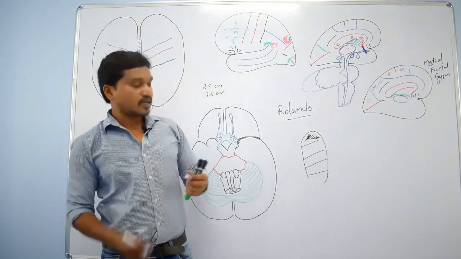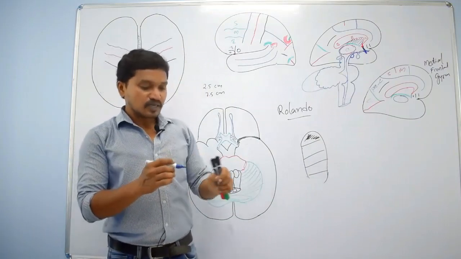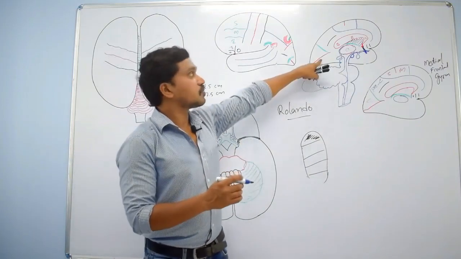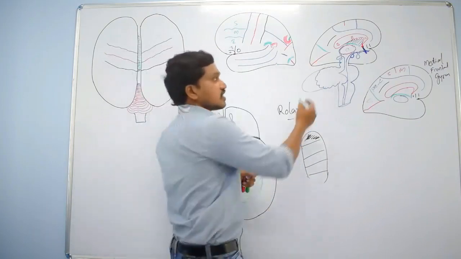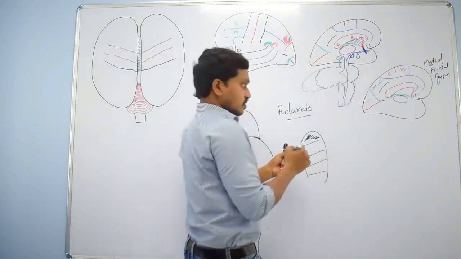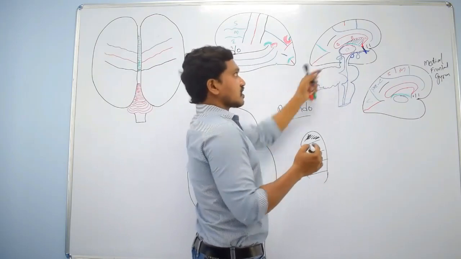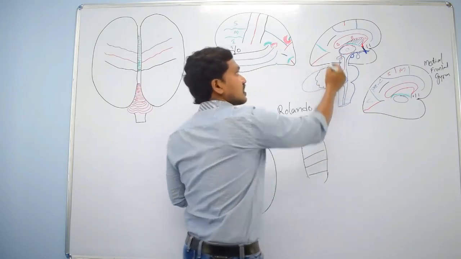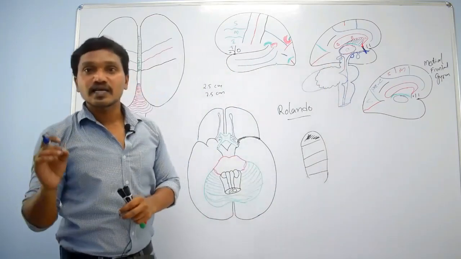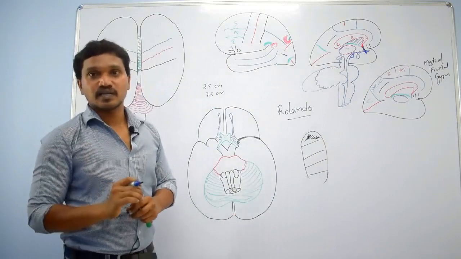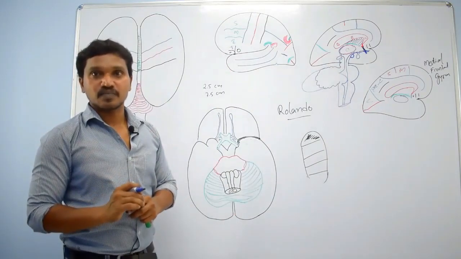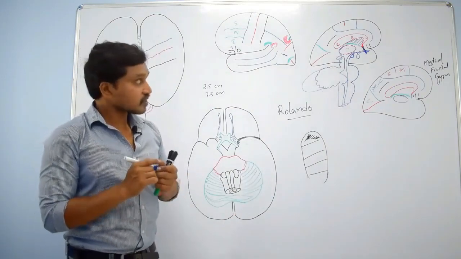Then the part which is present below the calcarine sulcus, see, it looks like a tongue. So this gyrus we call the lingual gyrus. Lingual gyrus, right?